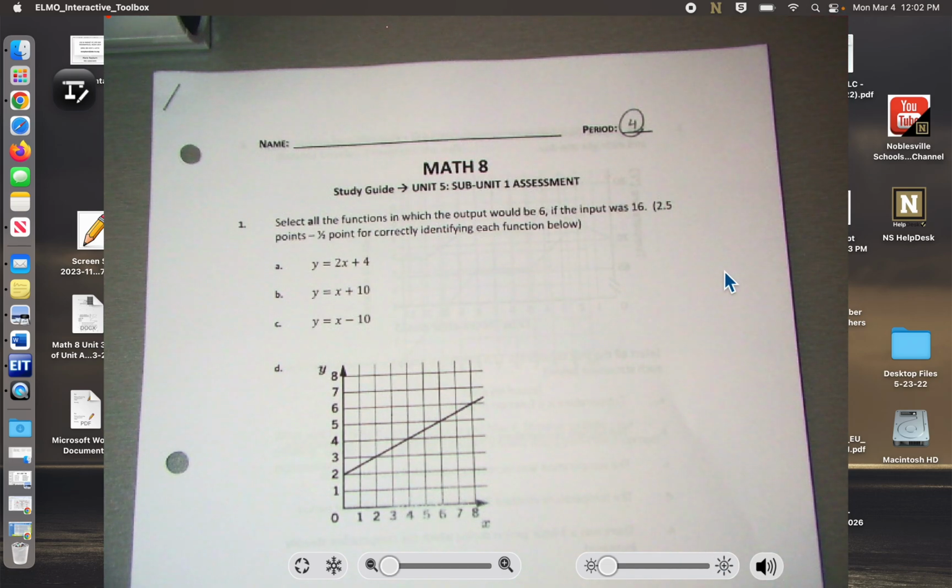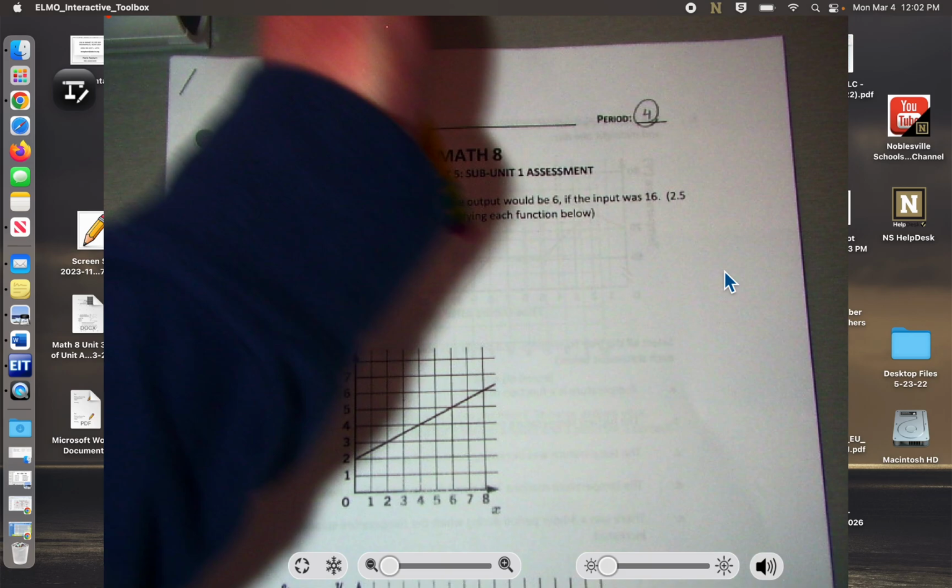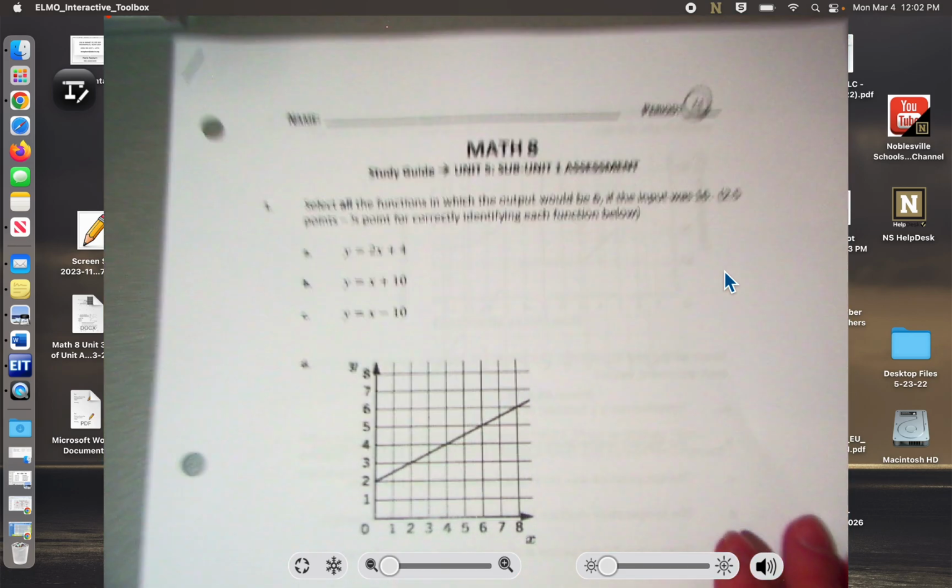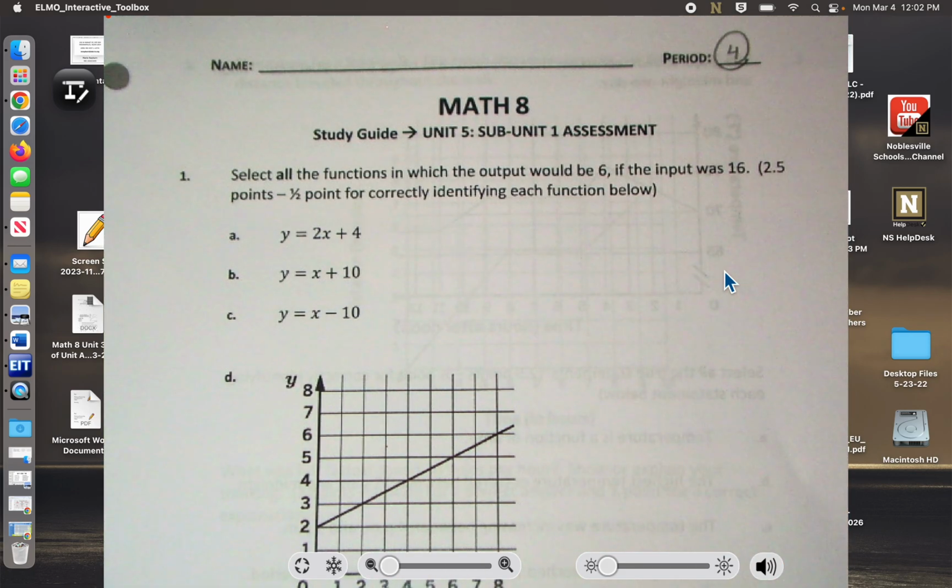Okay, we're going to go ahead and start going over these answers page by page. All right, so this first question is asking us to select all of the functions in which the output would be 6 if the input would be 16.